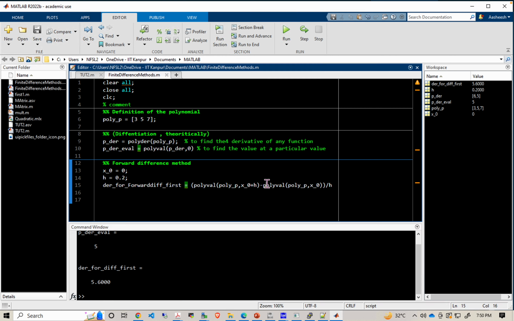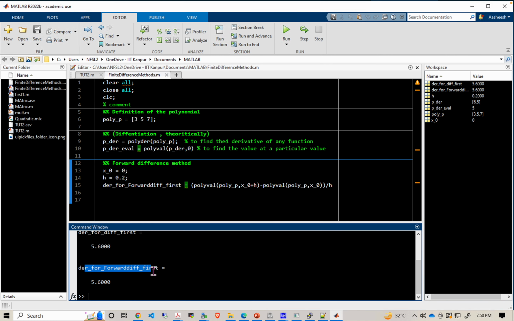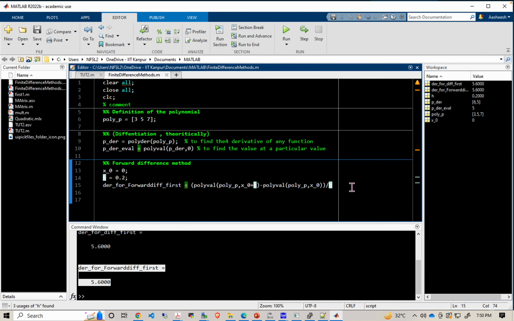So yeah, for forward difference, running again. The derivative for forward difference is 5.6, as we have calculated by pen and paper. Now comes the second part, which is the backward difference method.